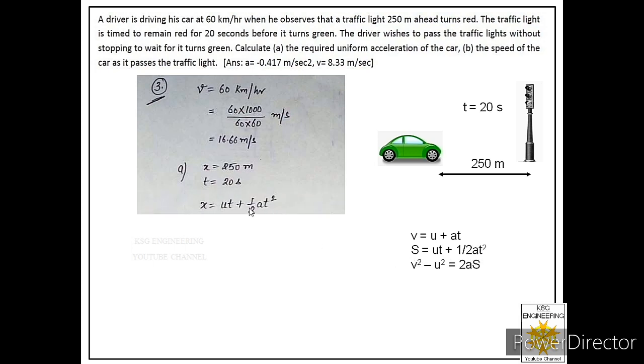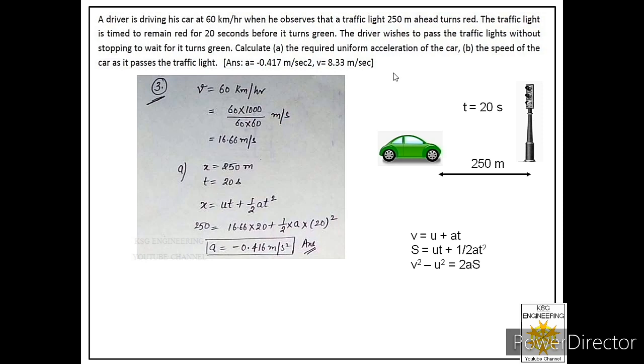So for the A part we will use that equation, that is S is equal to ut plus half at square. Let us put the values of S as 250 meter, t as 20 seconds, and u as 16.66 meter per second, and we'll get the value of acceleration as minus 0.416 meter per second square. So minus means this is a retardation. The driver has to retard his car in order to travel this distance in 20 seconds. So we have got the first answer, that is the answer for the A part.